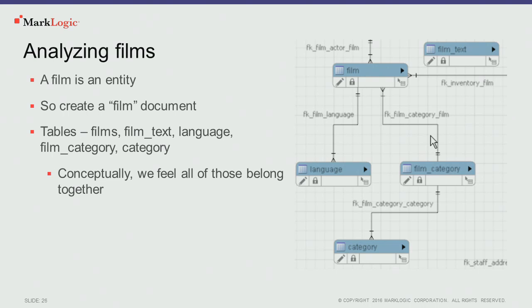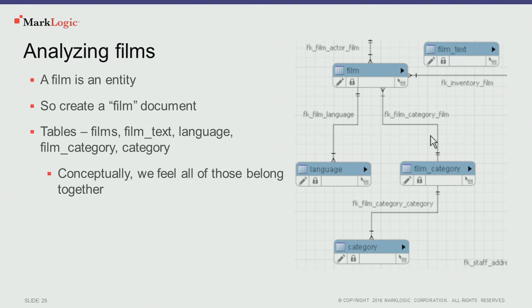So now we're going to get into an entity that's a little bit more interesting. Within this MySQL database, the film data is broken up into several tables. So for whatever reason, the film text is actually in a separate table, so we have a one-to-one there. Language is in a separate table, so we have a one-to-many. And then category, we have a many-to-many relationship. A film can belong to many different categories.